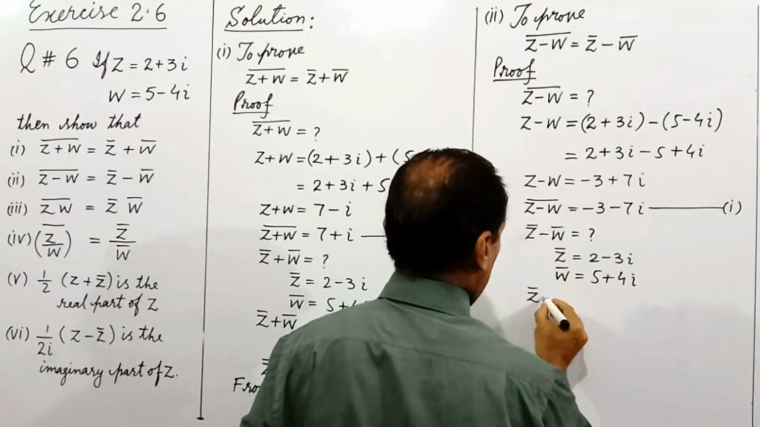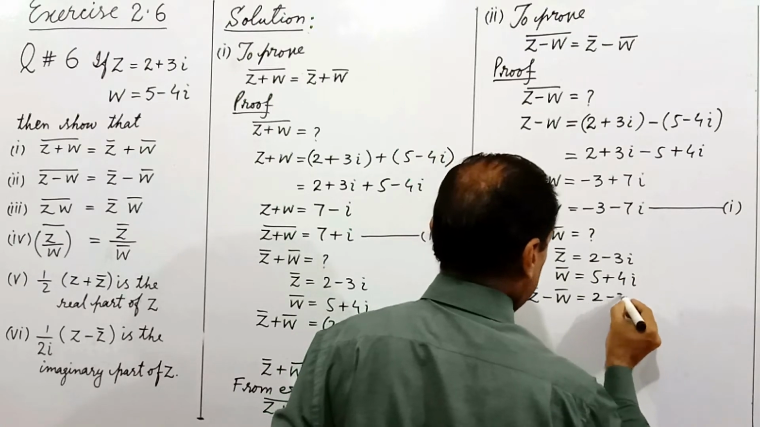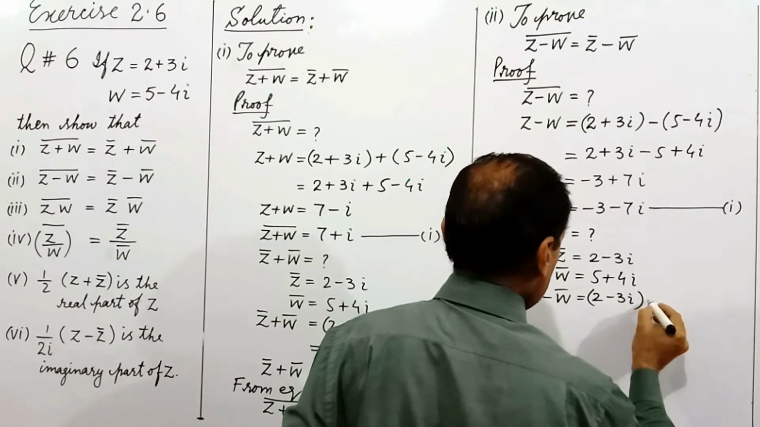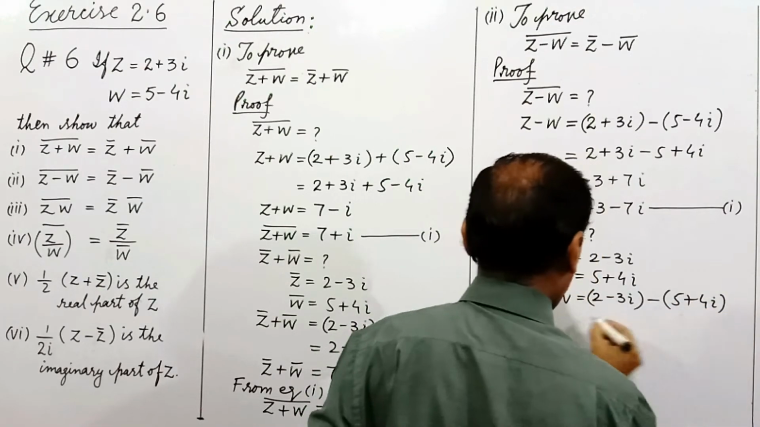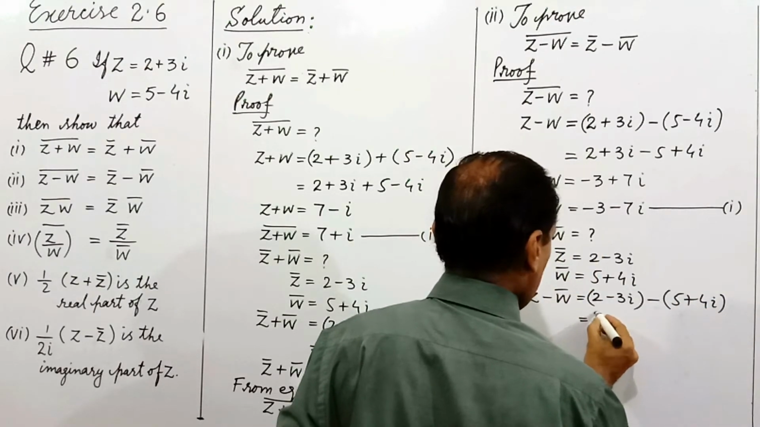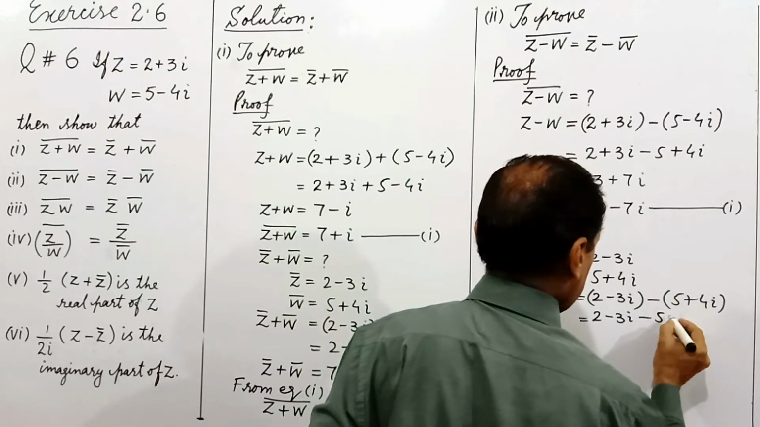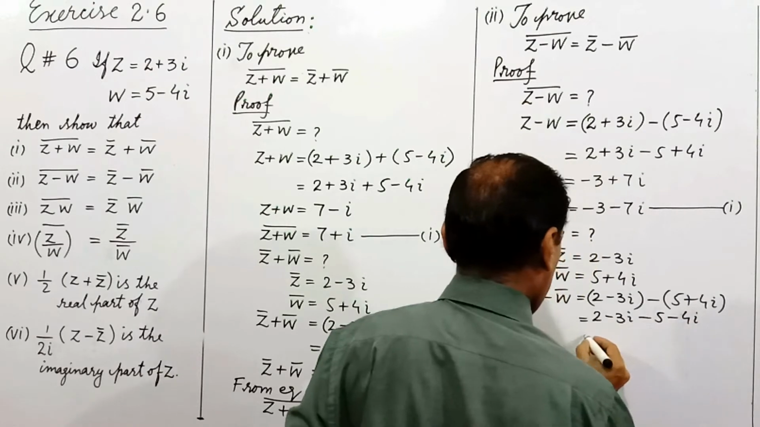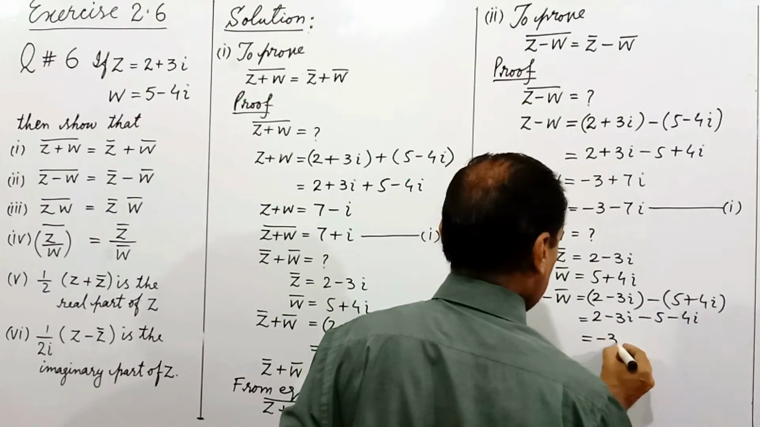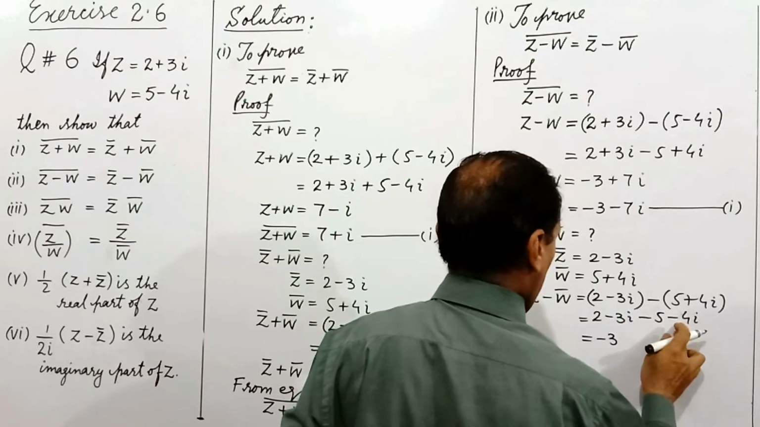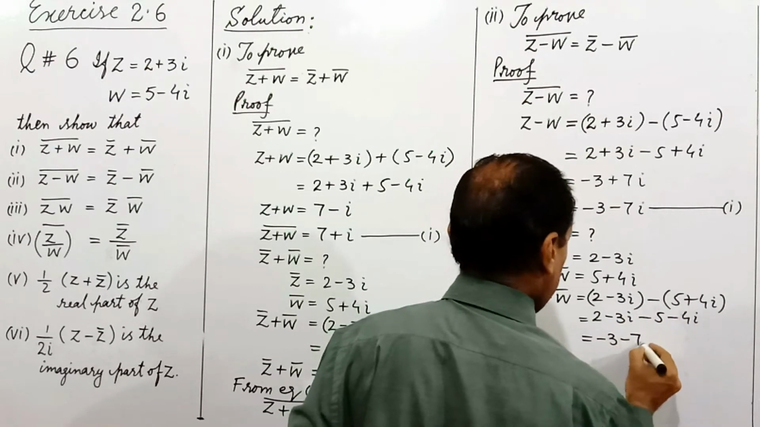Z bar minus W bar is equal to, we put the values, 2 minus 3 iota minus 5 plus 4 iota. We open the brackets: 2 minus 3 iota minus 5 minus 4 iota. Real parts are subtracted: minus 5 plus 2 we get minus 3. As the signs are the same for the imaginary coefficient, minus 3 minus 4 is equal to minus 7 iota.